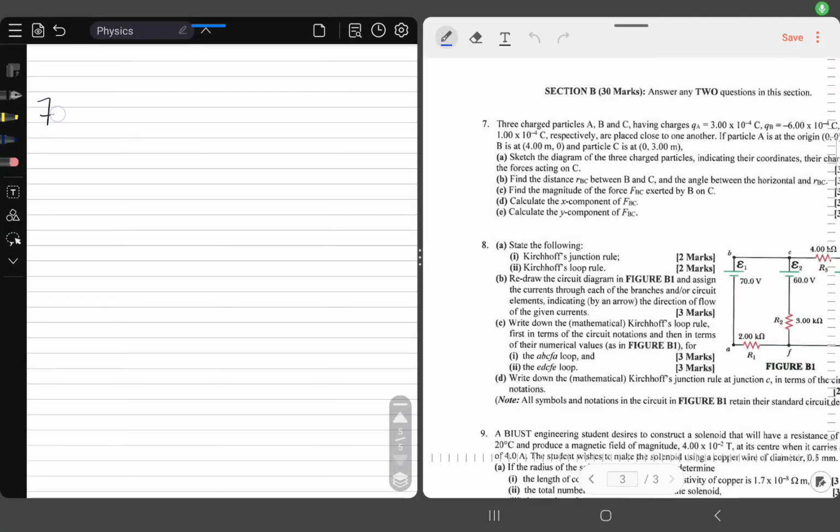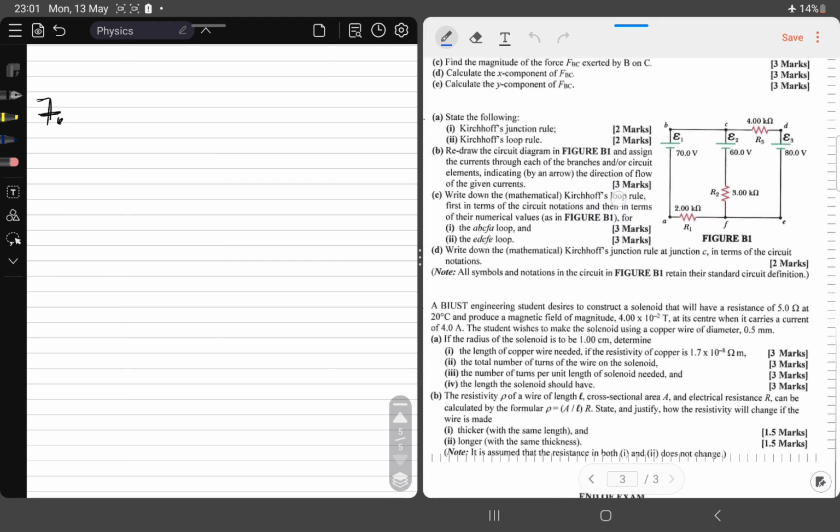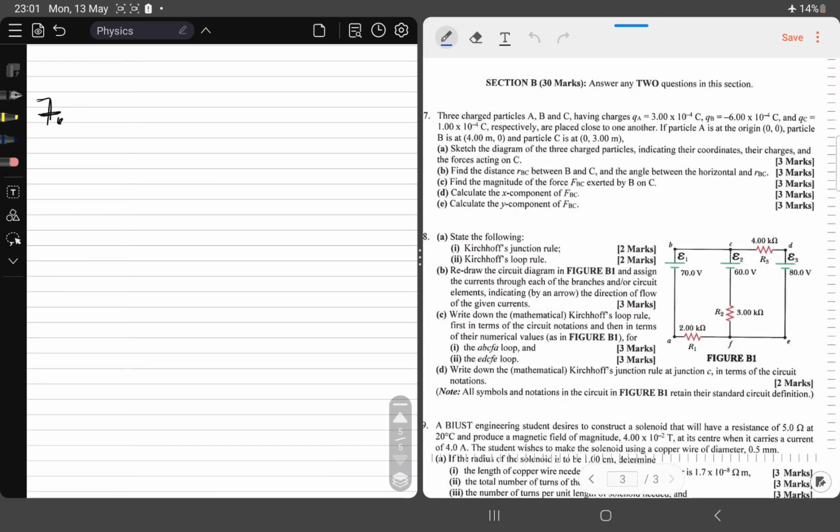Okay, number 7, we are back to this interesting section. Electrostatics. Three charged particles, let's go for it. Three charged particles A, B, C have these values. Sketch the diagram, so I know what they want me to do. This is the principle of superposition, and I'm going to sketch the diagram.